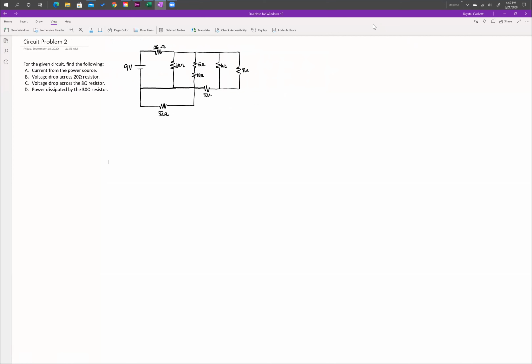Let's apply Kirchhoff's current law and Kirchhoff's voltage law to solve the problem shown on your screen. Let's start with part A. We want to find the current from the power source for the given circuit.